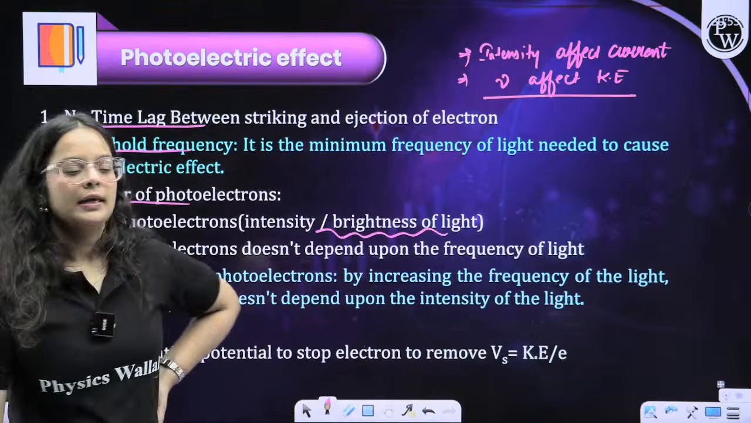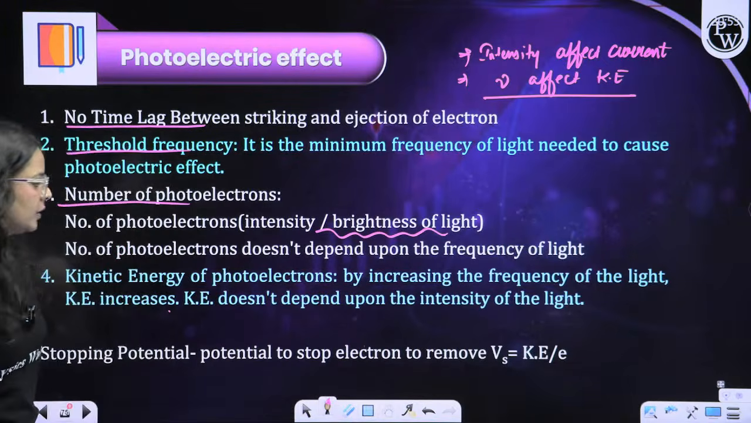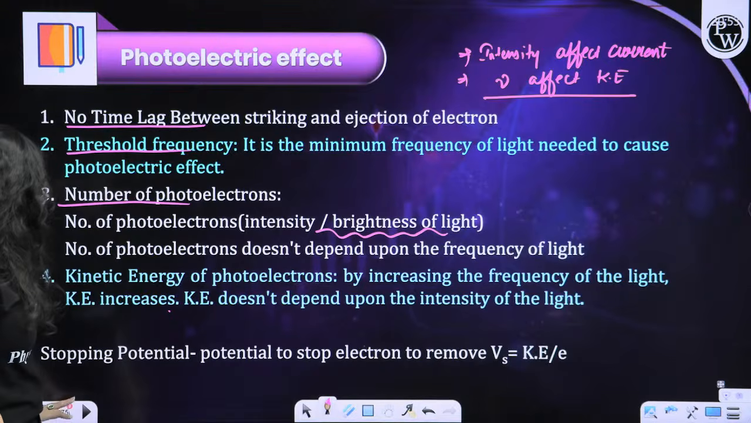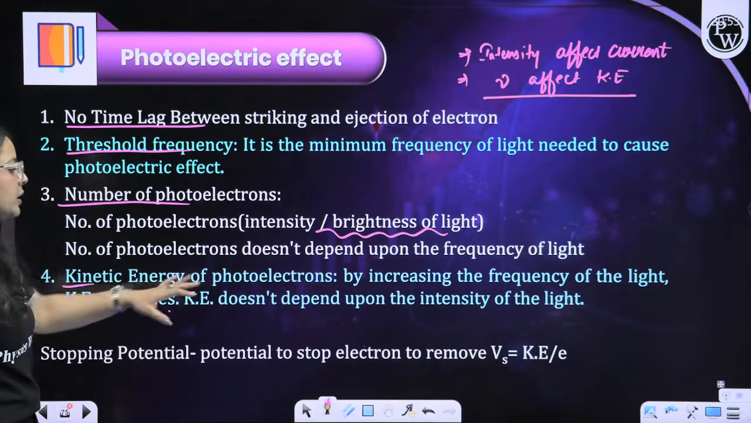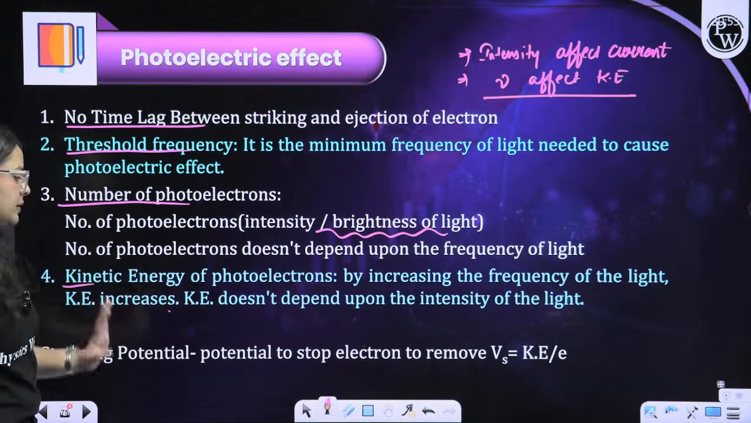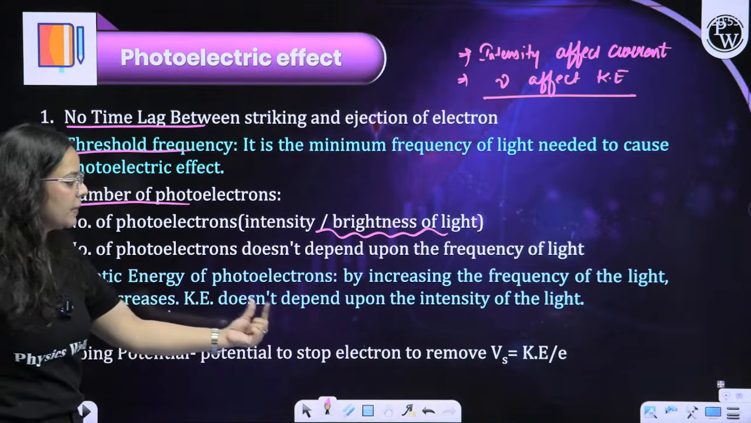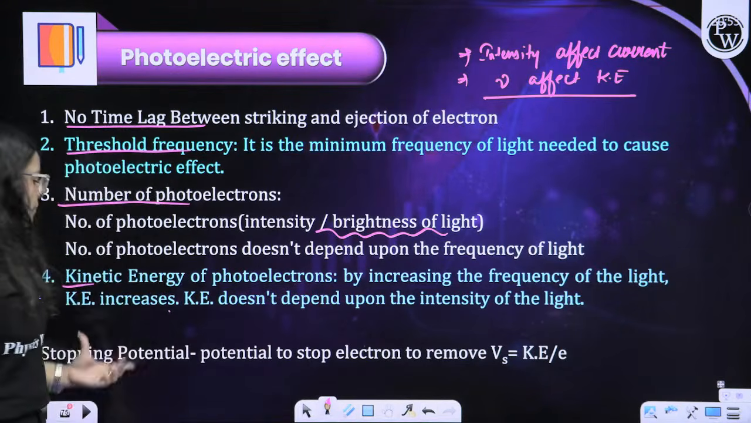Yes, beta. Kinetic energy increases with the frequency. So this is the concept: kinetic energy does not depend upon the intensity of light. Stopping potential is another term.